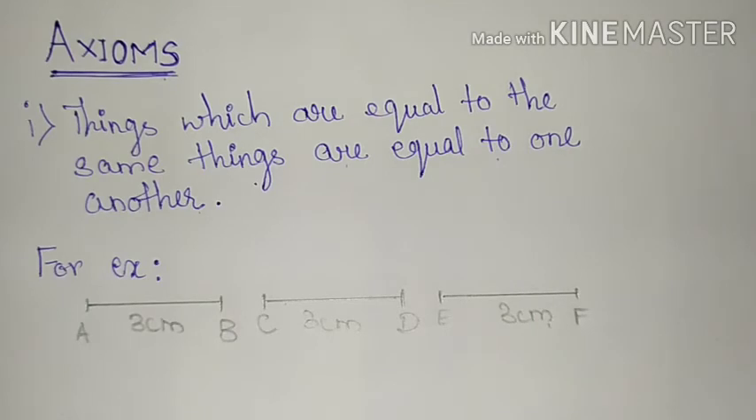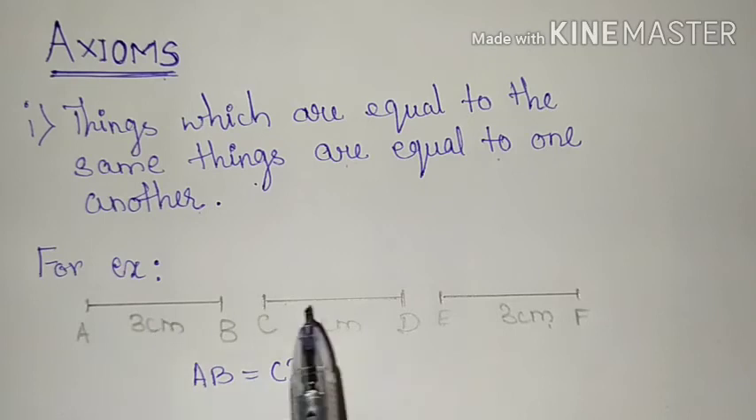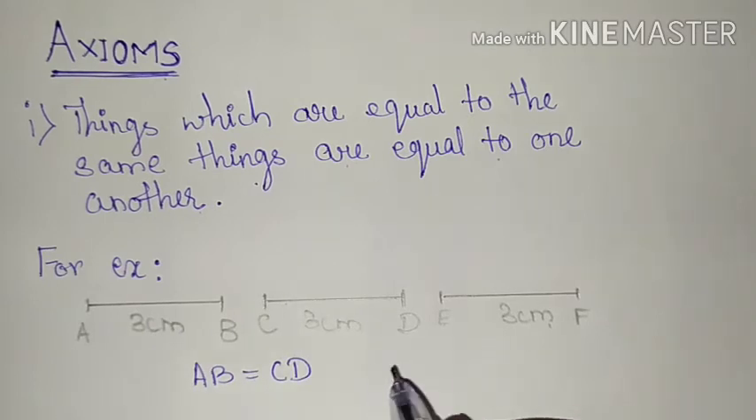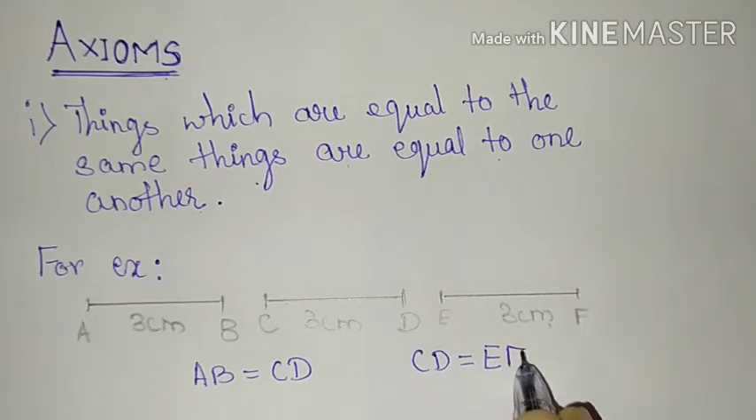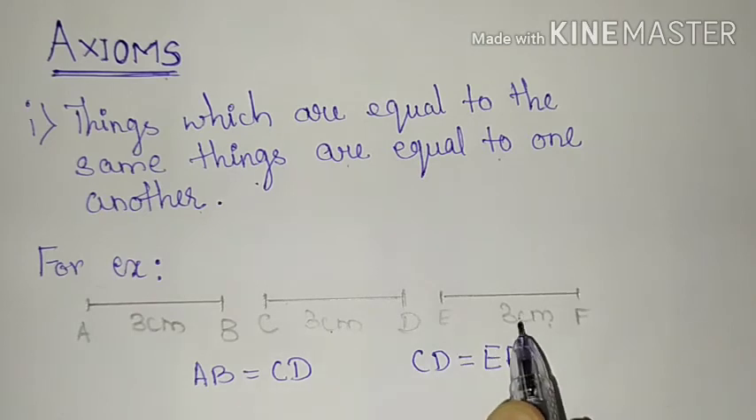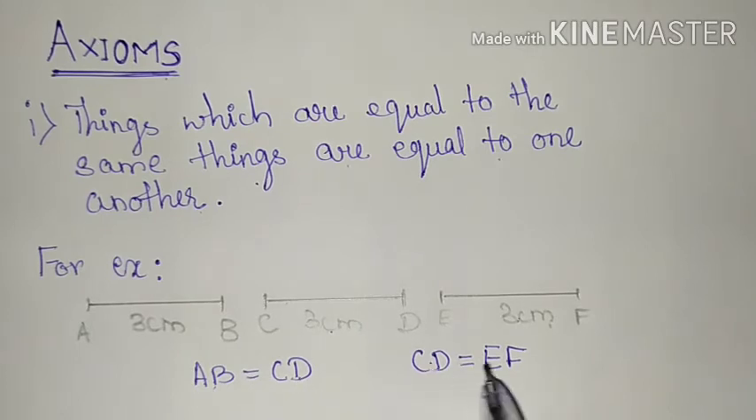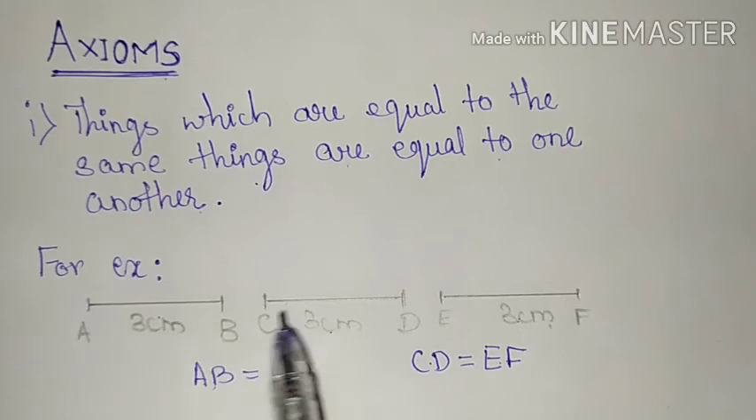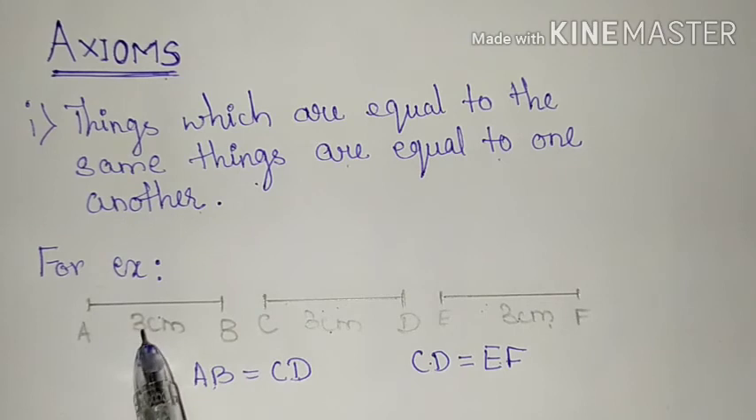Now we know that AB is equal to CD because both the line segments are of the same length, that is 3 centimeters. Similarly, CD is equal to EF. Agree? Because CD is 3 centimeters and EF is also of the same length. So look here, AB is equal to CD and CD is equal to EF. These two, the line segments at the end, are equal to the line segment in the middle.